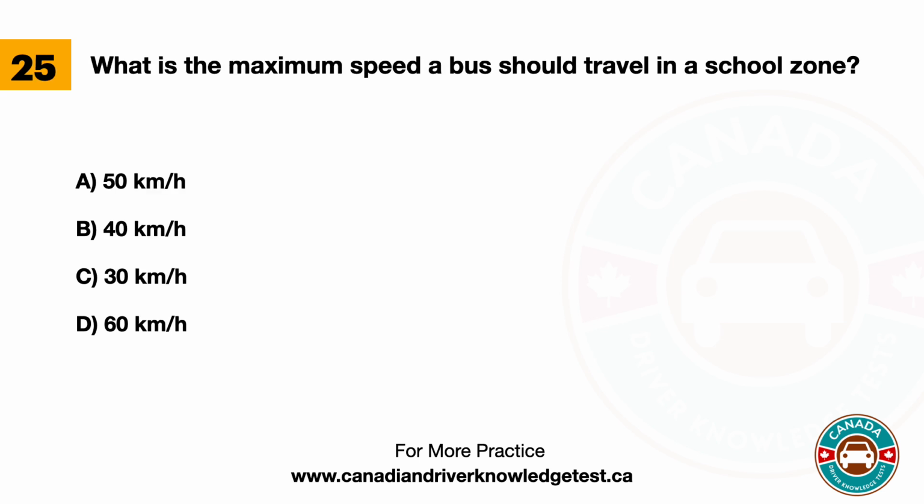Question 25. What is the maximum speed a bus should travel in a school zone? A. 50 kilometers per hour. B. 40 kilometers per hour. C. 30 kilometers per hour. D. 60 kilometers per hour. The answer is C. 30 kilometers per hour.